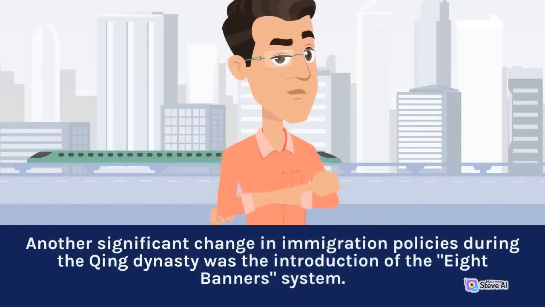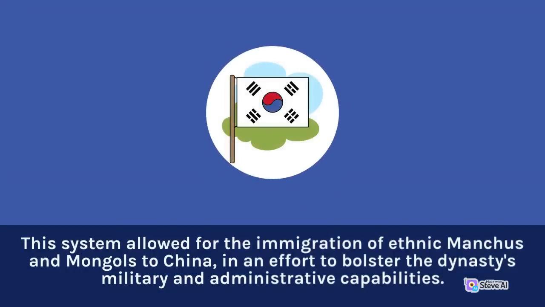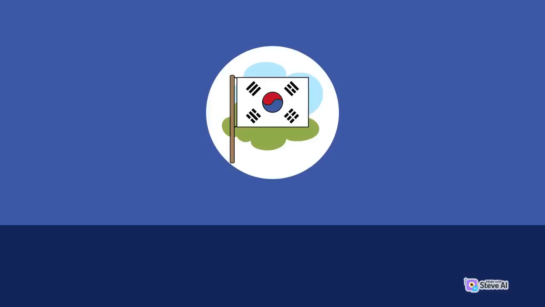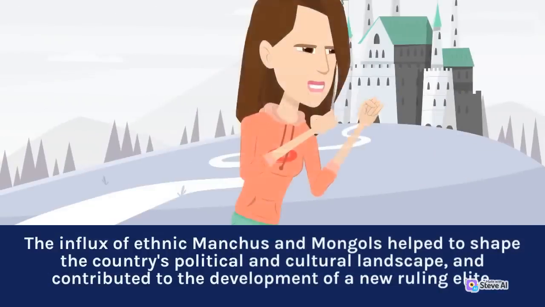Another significant change in immigration policies during the Qing Dynasty was the introduction of the Eight Banners system. This system allowed for the immigration of ethnic Manchus and Mongols to China, in an effort to bolster the dynasty's military and administrative capabilities. The changes in immigration policies during the Qing Dynasty had a profound impact on Chinese society and culture. The influx of ethnic Manchus and Mongols helped to shape the country's political and cultural landscape, and contributed to the development of a new ruling elite.